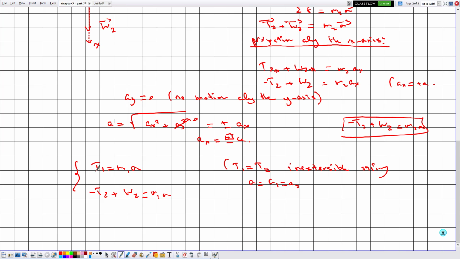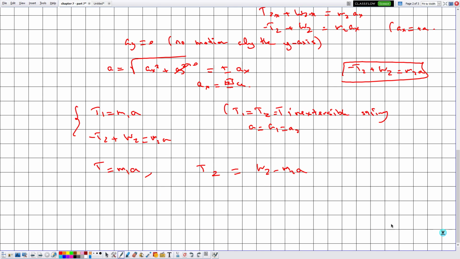So now from the first equation we have T is equal to m1a, and from the second equation, after we rearrange, we have that T is given by W2 minus m2a. So this is T, not T2. So now T is equal to T, we get that m1a is equal to W2 minus m2a.